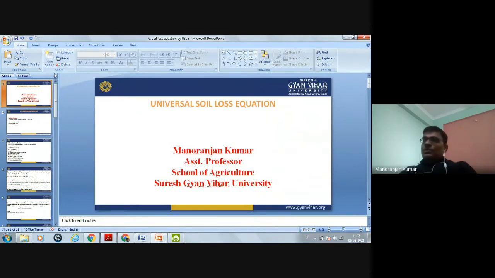Okay, so today we will discuss the universal soil loss equation. This is the equation which is used to compute the soil loss from any field. In short form, this equation is known as the USLE equation. This is a very famous equation which is used to compute the soil loss from an area.